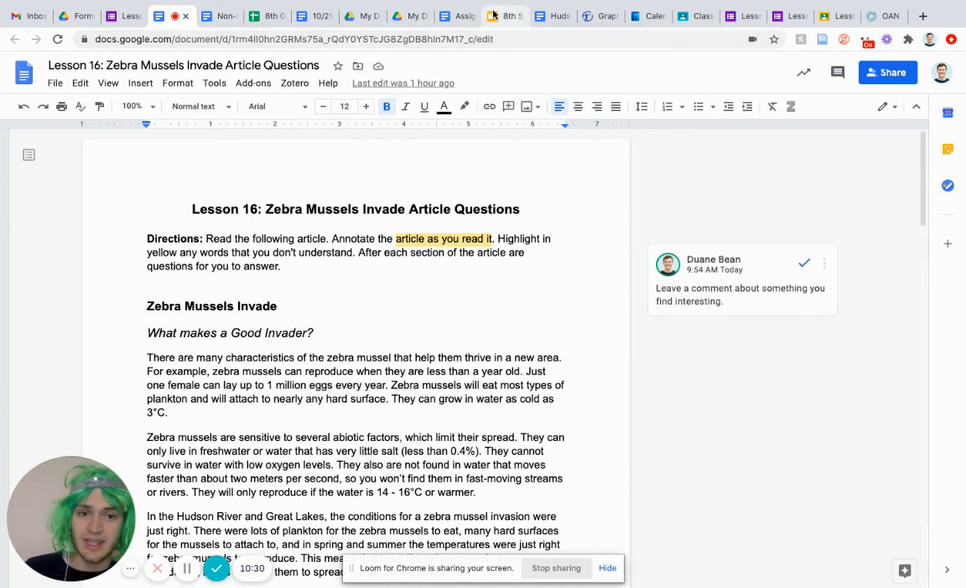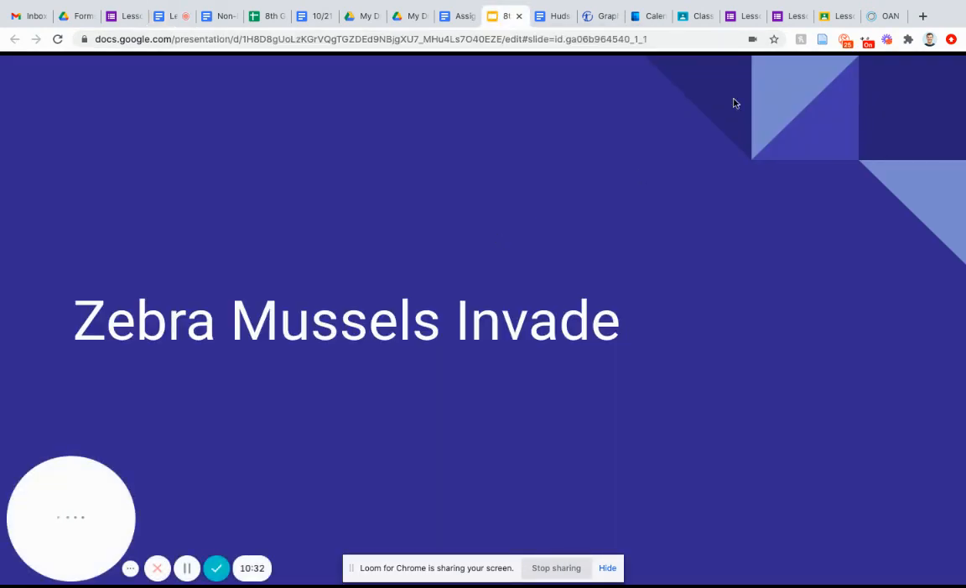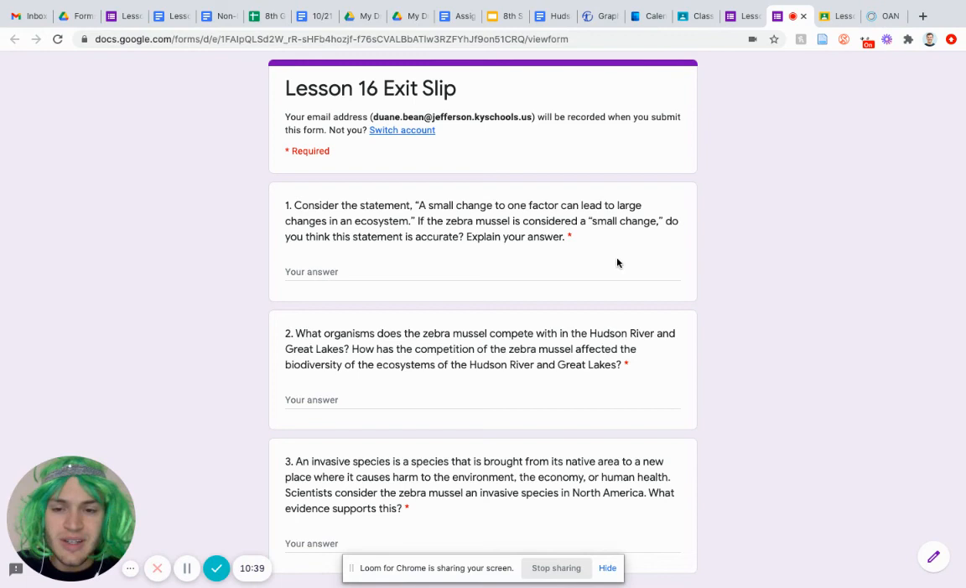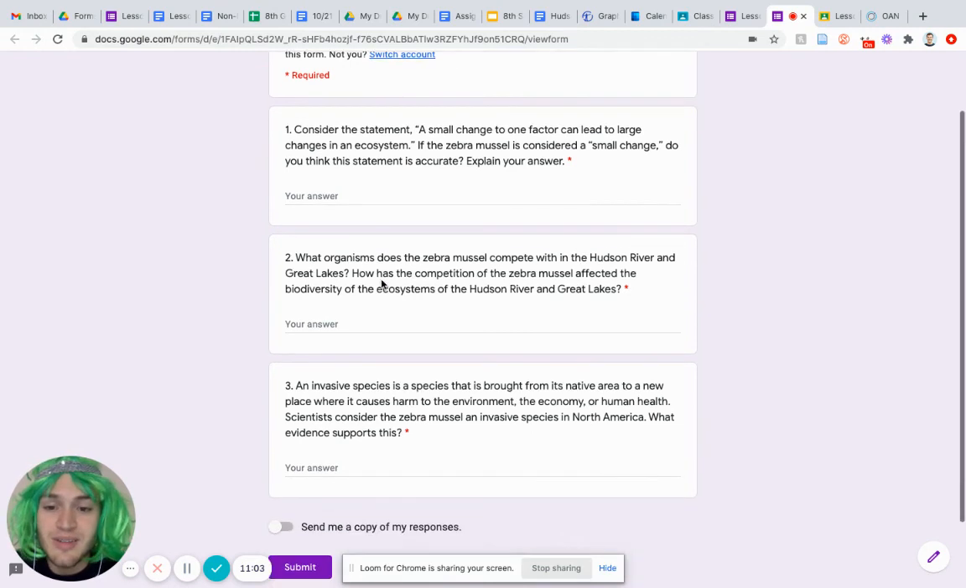Okay, the very last thing on today's agenda was the exit slip. So here is the exit slip. It is 3 questions. The first question is, consider the statement, a small change to one factor can lead to large changes in an ecosystem. If the zebra mussel is considered a small change, do you think this statement is accurate? Explain your answer. So if you think zebra mussels are a small change, do you think they lead to large changes in an ecosystem? What do you think?